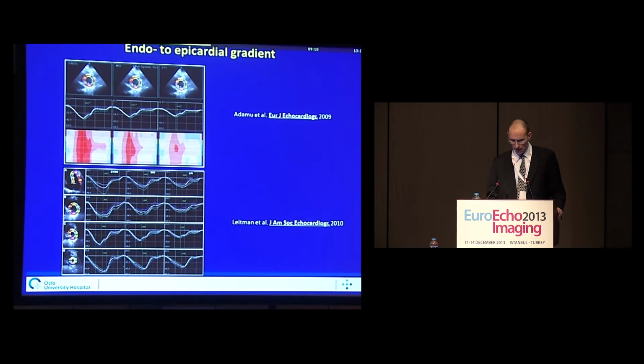Before we go on with the study, it's been shown earlier that there is a gradient from endo- to epicardium, with greatest deformation at the endocardium and lowest deformation at the epicardium. Later, it's also been shown that there's a gradient from base to apex, with the greatest deformation at the apex.